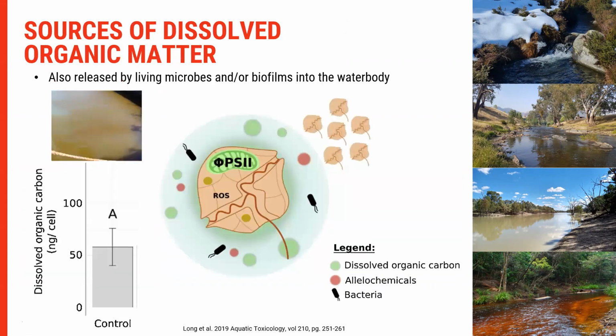But it's formed by the decomposition of animal and plant material. Microbes can also release dissolved organic matter into their fresh waters. Here I have an example of Alexandrium, which is a toxic algae or red tide algae that you might know it by. What we looked at is the amount of dissolved organic matter, or dissolved organic carbon in this case, released by this algae. What we figured out is that basically it releases about 60 nanograms of dissolved organic carbon per cell into the water under various conditions.